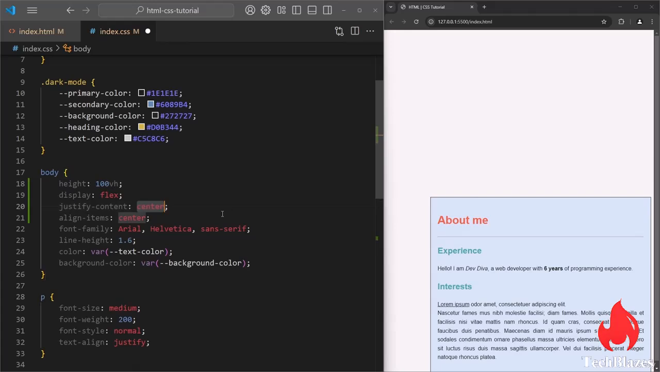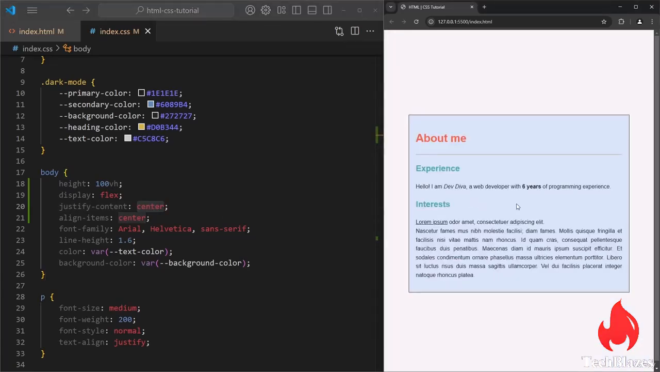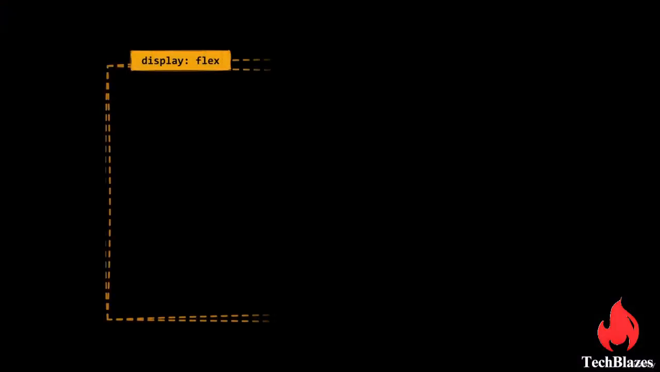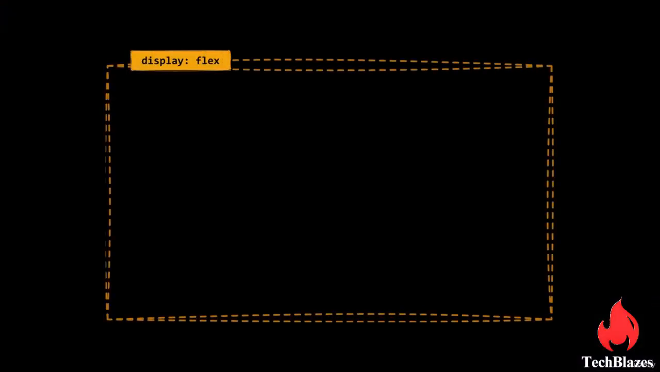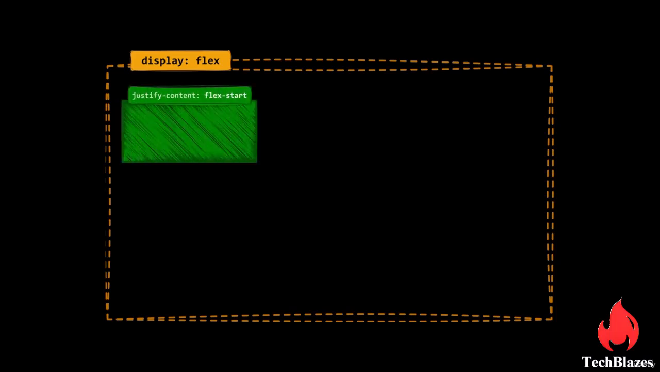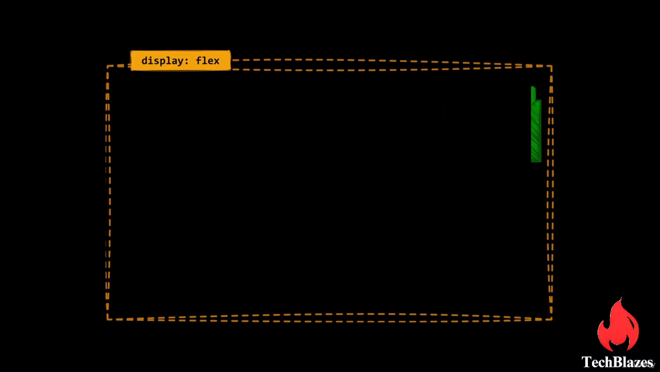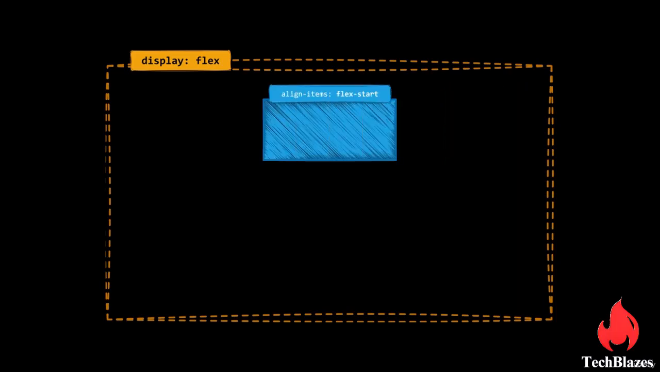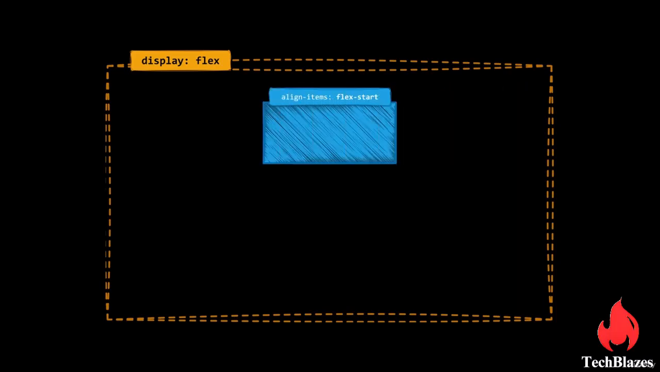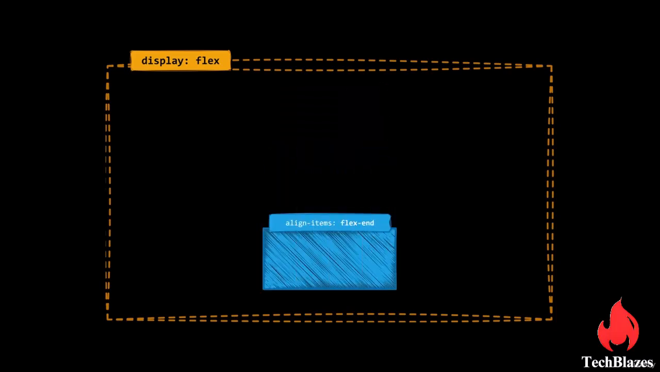Okay, let's leave our div in the center. We will practice Flexbox more in future lessons. For now, remember this: Flexbox is a CSS layout system that allows you to align elements within a container. Use display flex to turn an element into a flex container. Use justify content to align items horizontally: flex start, center, or flex end. Use align items to align items vertically: flex start, center, or flex end.